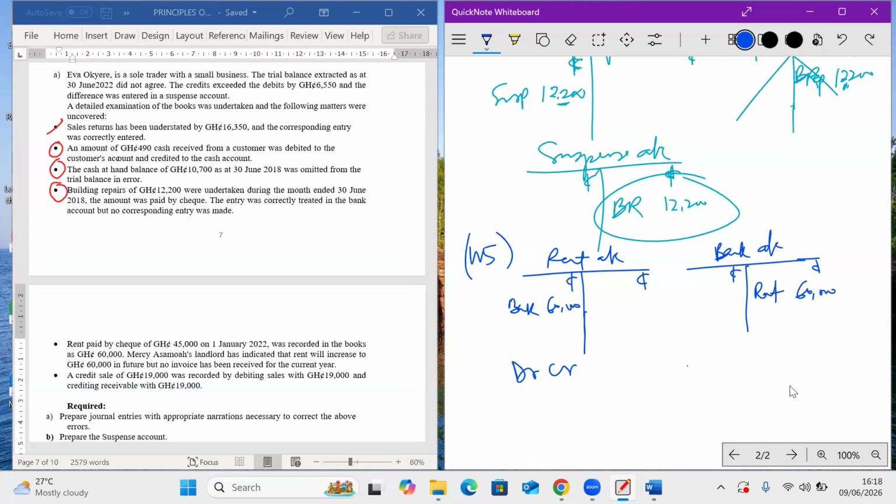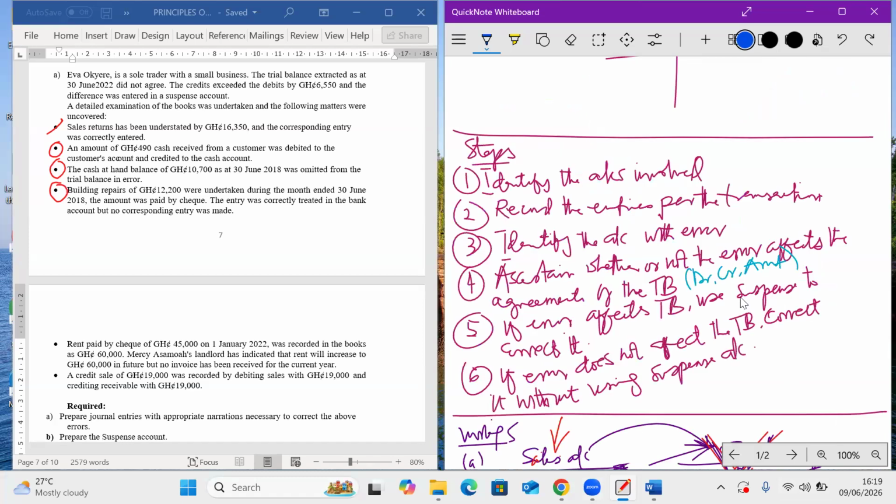Is the double entry done? Debit and credit done? Are the amounts the same? That's all. If the double entry is done and the amounts are the same, it doesn't affect. But if the double entry is not done or the amounts are not the same, then it affects. That's what I've written here in step 4: the double debit and credit, and the amount. You look at the debit and credit. Have they been done? The amounts, are they the same?